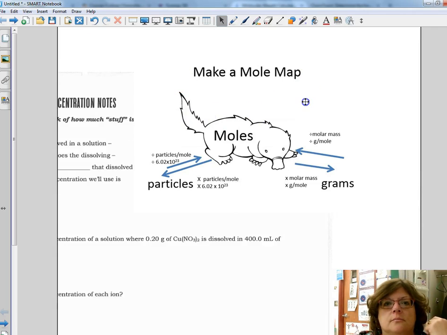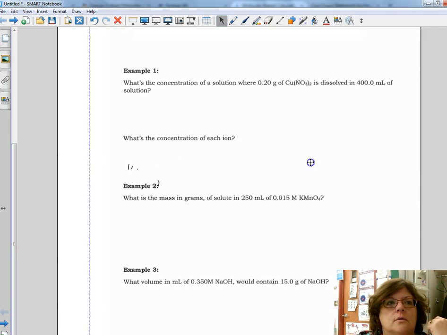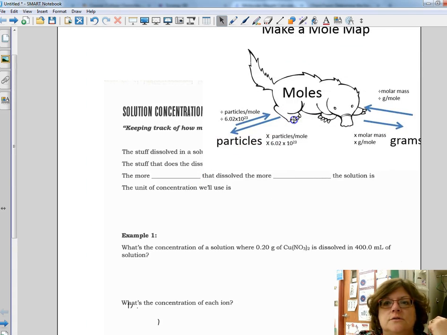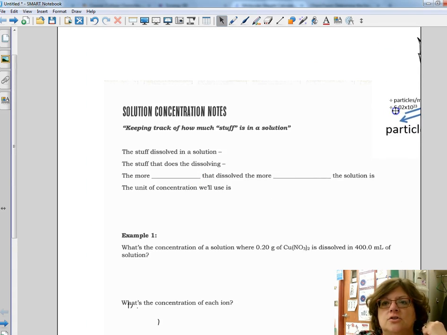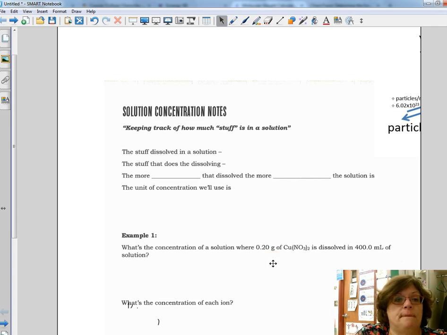All right, so we're going to do a discussion on solutions this morning. When we're talking about a solution, we tend to be talking about a well-mixed mixture, usually with water, although there are lots of kinds of solutions.